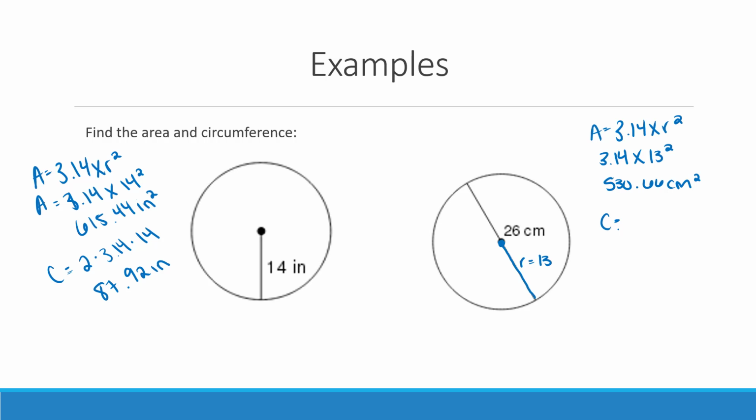My circumference, it really doesn't matter what formula that you use. There's one for diameter and there's one for radius. I'm going to use the one that's for my diameter, which was 26, because that's what was given to me in the original problem. So if I do pi times my diameter of 26, I'm going to get 81.64, and that's just going to be centimeters.